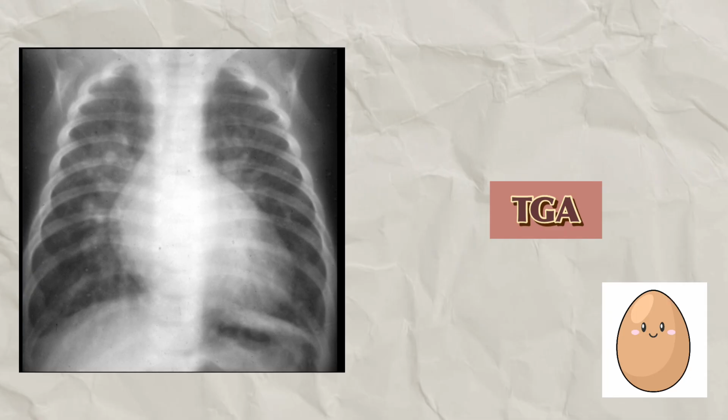Transposition of great vessels. In transposition of great vessels, TGA, the aorta arises from the right ventricle and the pulmonary artery from the left ventricle. The aorta generally lies anterior and to the right of the pulmonary artery. For this reason, this is also referred to as DTGA. Since the systemic and pulmonary circulations are separate, survival depends on the presence of atrial, ventricular or aortopulmonary communications.